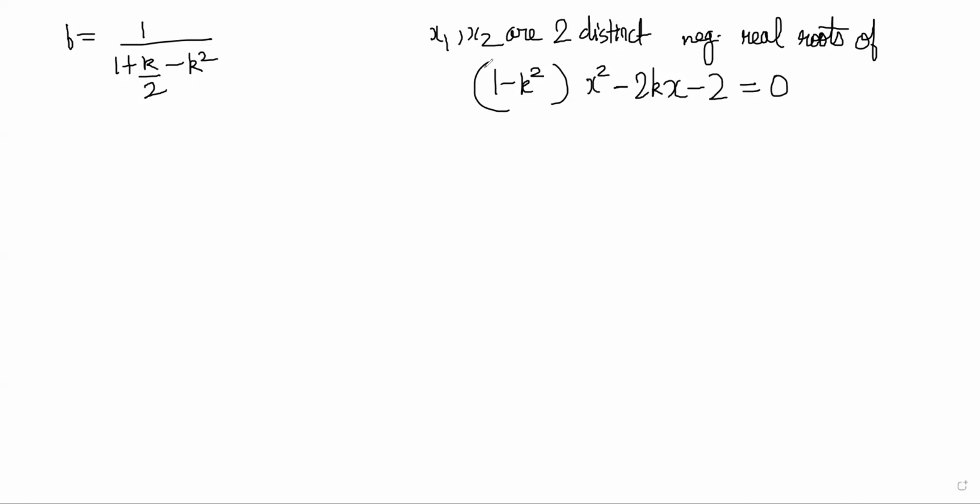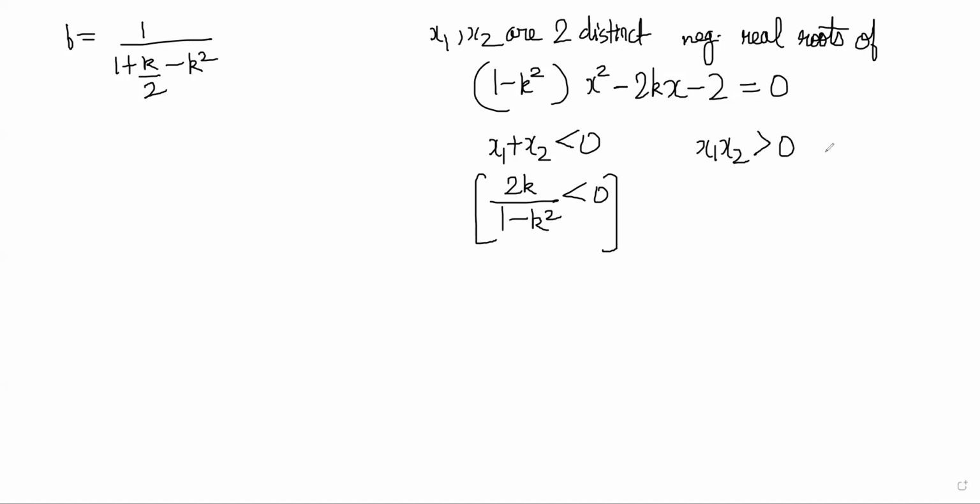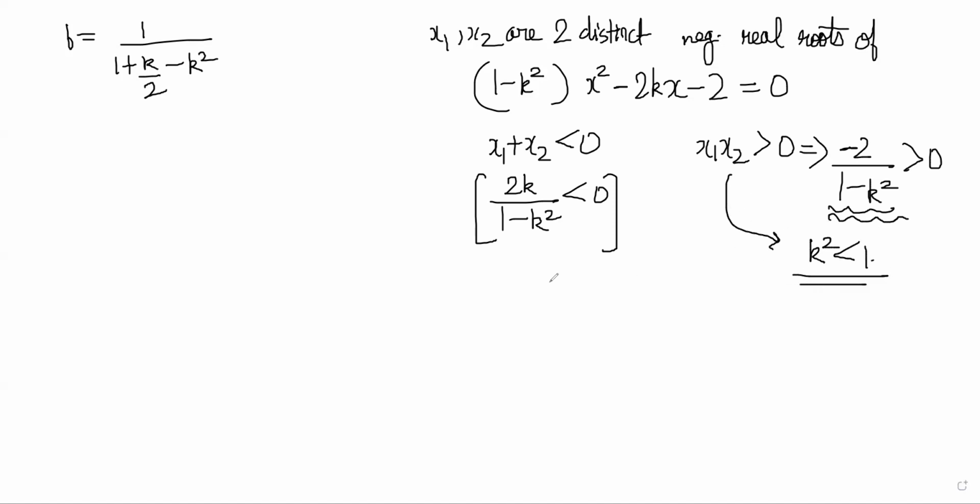So first thing is, since both the roots are negative, we have x1 + x2 should be less than 0. So that should be 2k/(1 - k²) should be less than 0. That is the first condition. And we have x1·x2 should be greater than 0. So that means -2/(1 - k²) should be greater than 0. And that implies that this denominator is negative. That means k² should be less than 1. This condition gives us k² is less than 1.